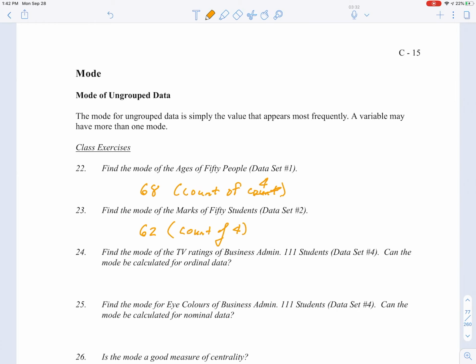The mode of the TV ratings of Business Admin 111 students, we said that was a 6. And the count in that particular case turned out to be 19. So remember, that was the frequency, right? The count is the same as the frequency. And then the mode for the eye colors, what we found out was that it was 1 or blue. And we had a count of 30 for that. And remember, a count is the same as a frequency.